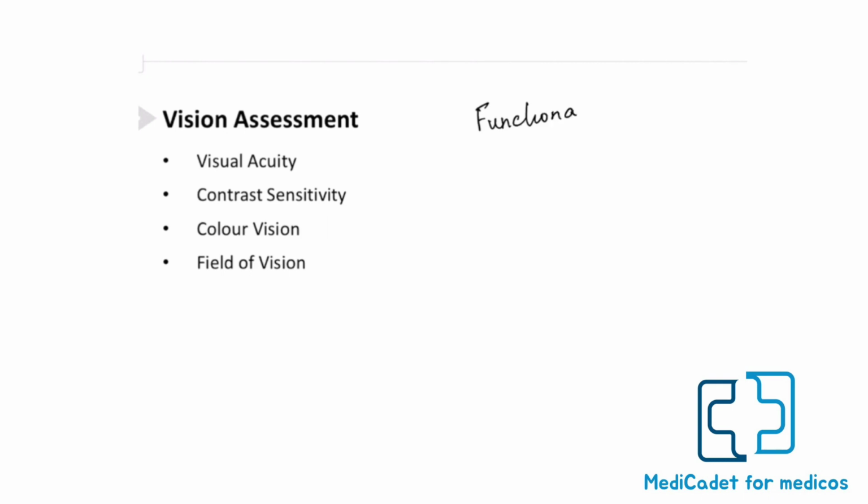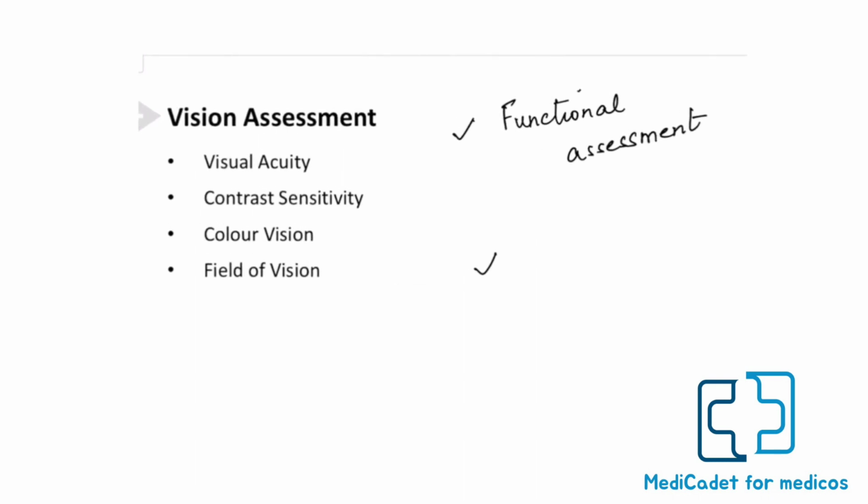That is, when a person says that he or she is not able to see, we have to do a functional assessment, which is a vision assessment, which tells us how much the vision is compromised, and also which component of the vision is compromised. So what do we mean by vision assessment? Now vision assessment has these four components, that is visual acuity, contrast sensitivity, color vision and field of vision. See, these are largely conceptual. There is very little to memorize from here, but a lot to understand.